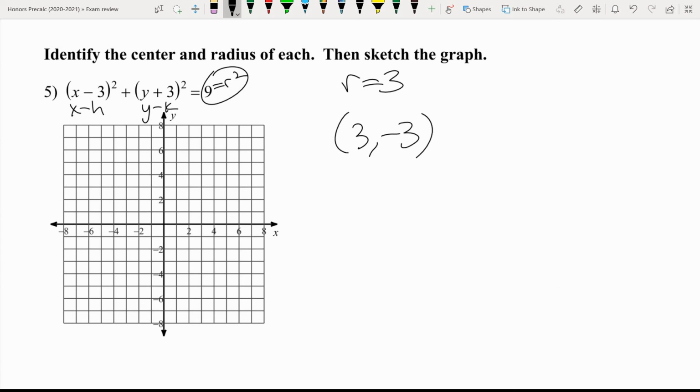So there's our center. We find our center, 3, negative 3, that is right here. We're going a radius of 3, so we're going over 3, up 3, down 3, and we just carefully draw a circle in there as best we can, and that's it. Pretty simple.